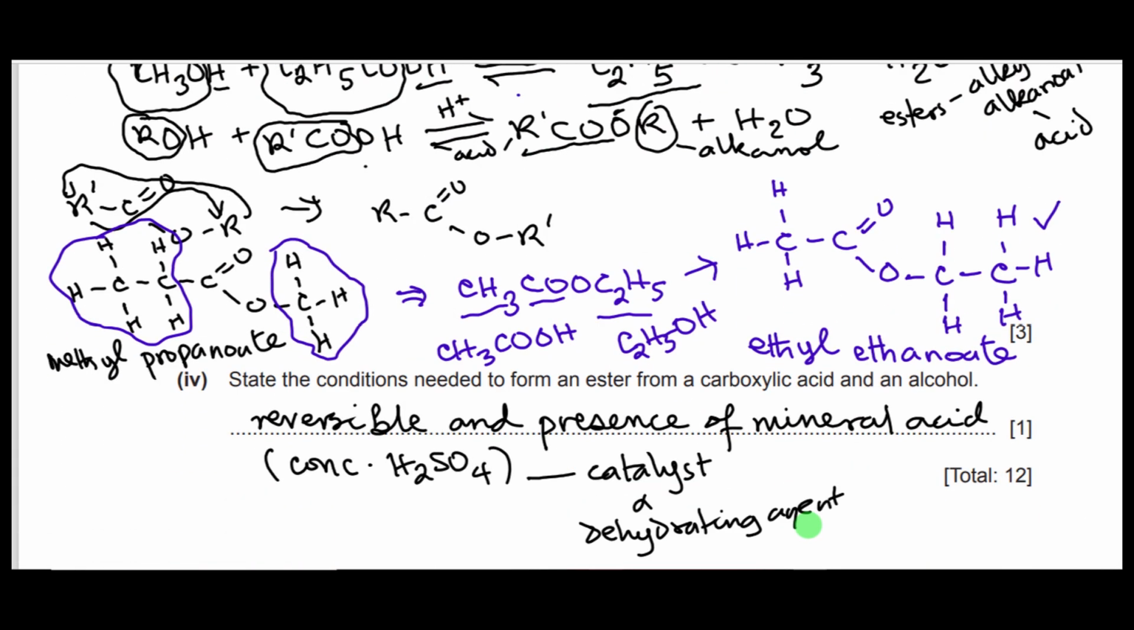So with this, we have come to the end of our solutions to the October-November 2019 Cambridge IGCSE Chemistry Paper 4.